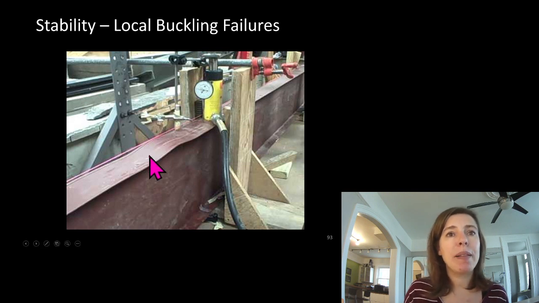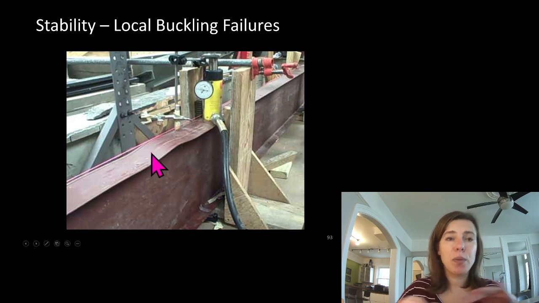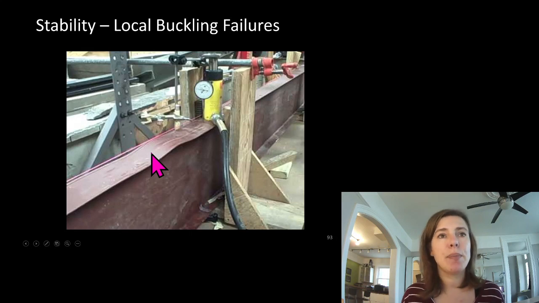Another local buckling failure. You can see the whole thing hasn't failed. We've just got some oil canning on that top surface.